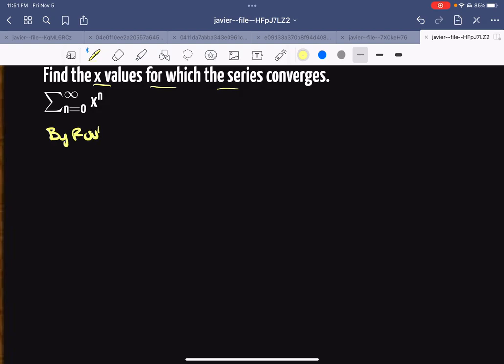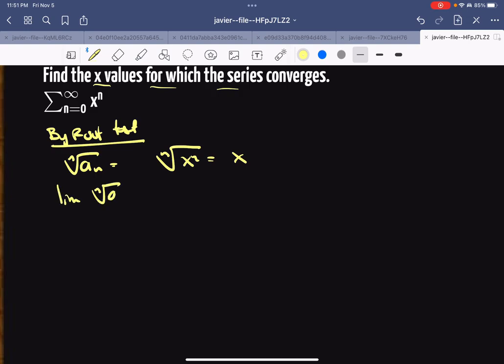So by the root test, I'm going to look at the nth root of a_n. That would be the nth root of x to the n, which would be x. By the root test, we take the limit of this creature here, the nth root of a_n, which would be the limit of just x as n goes towards infinity. Since there's no n here, the limit is just x.